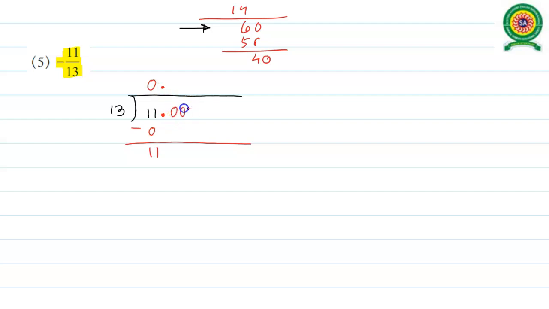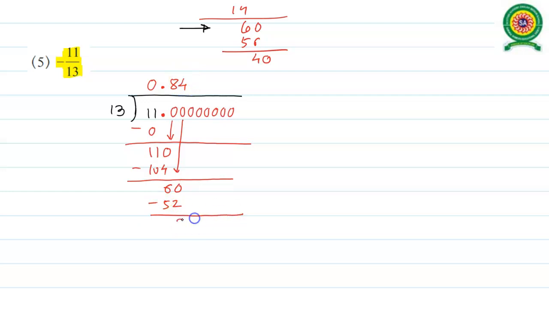We can include any number of 0s after the decimal point, that should have no value, keep in mind. Once the first 0 comes down, it generates 110. 13 8s we have 104. So the remainder is 6. Next 0 comes down, it generates 60. 13 4s we have 52. Now the remainder becomes 8. Next 0 comes down, it generates 80. 13 6s we have 78. Again we have the remainder 2.